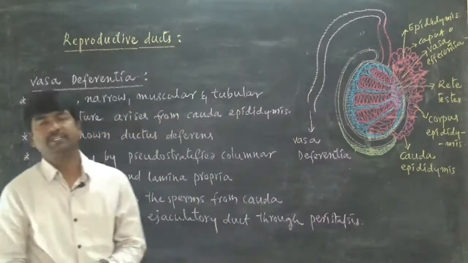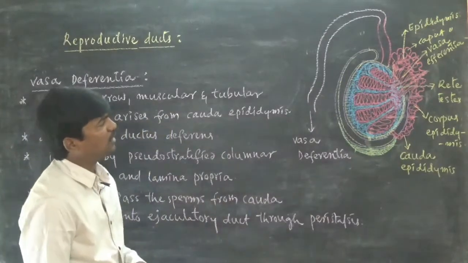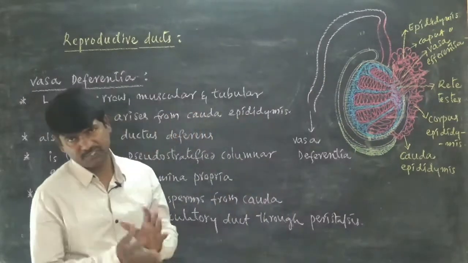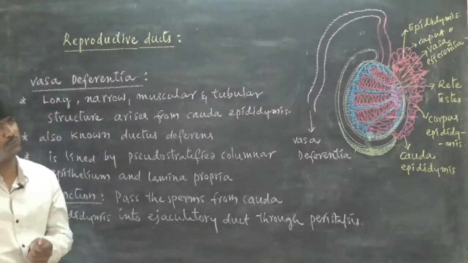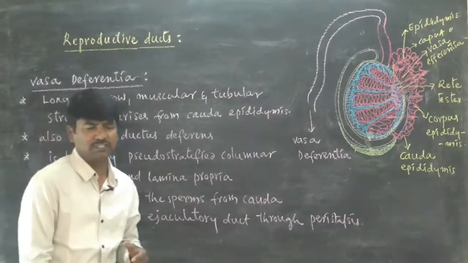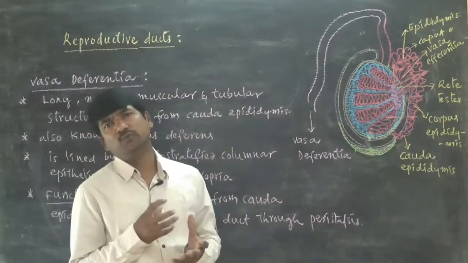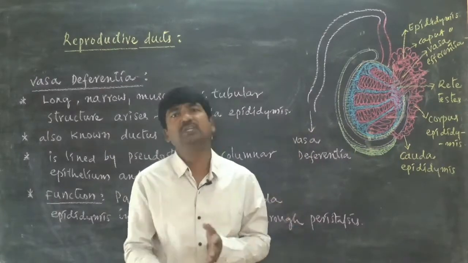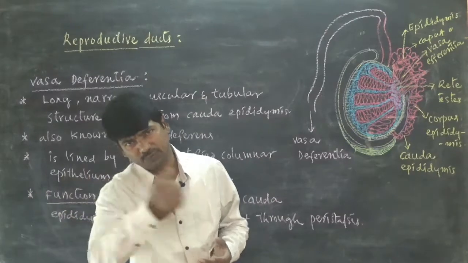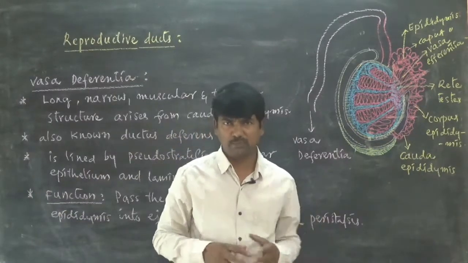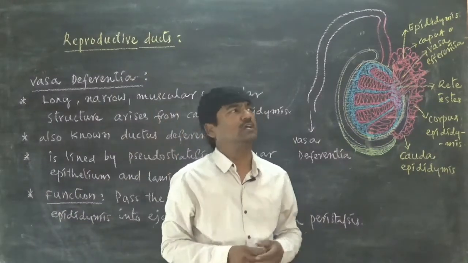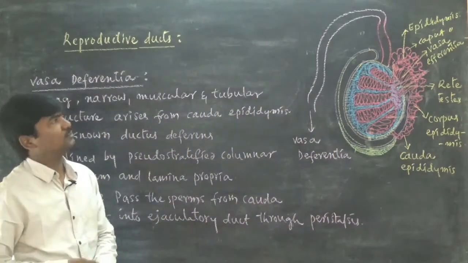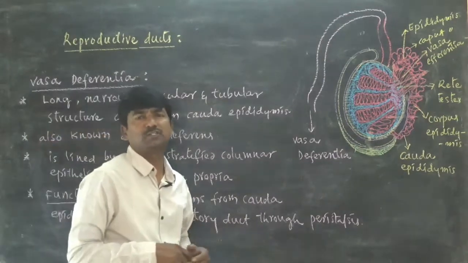Ejaculatory ducts. The ejaculatory ducts are generally formed by the union of the vasa deferentia and the urethra. Both mix with each other and transform into a small tube-like structure called the ejaculatory duct. The ejaculatory duct receives the sperms from the vas deferens and pushes the sperms into the urethra, and finally they are released into the vagina of the female. So the male is provided with various reproductive ducts, which also include the ejaculatory duct. So this is about the reproductive ducts of the male reproductive system.